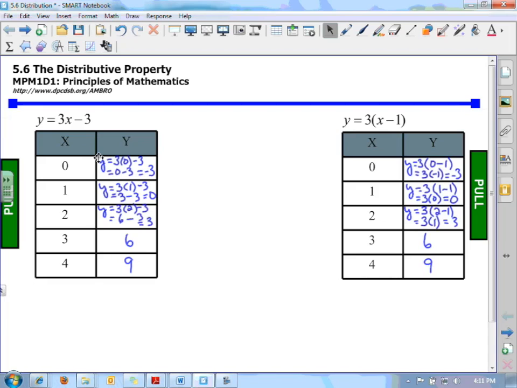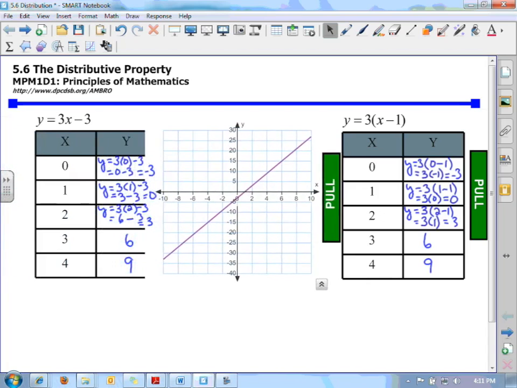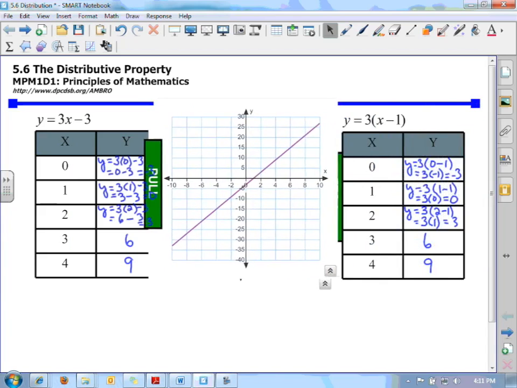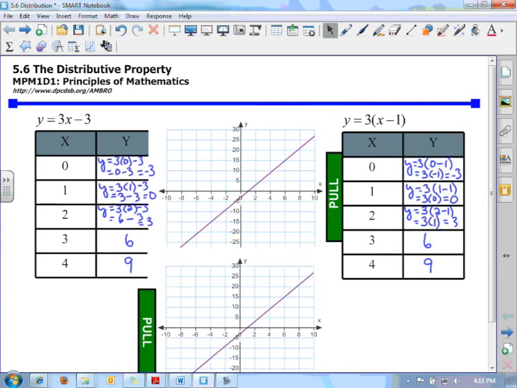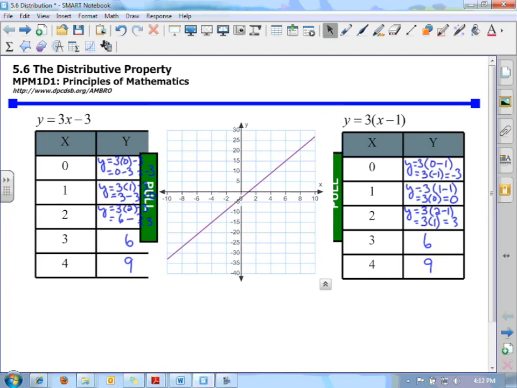So the next thing that I ask you to do is to graph. To show you, here's our graph for graph 1, and here's our graph for graph 2. And as you can see, both graphs are identical. You can put them side by side or on top of each other. They come out to be the same values.